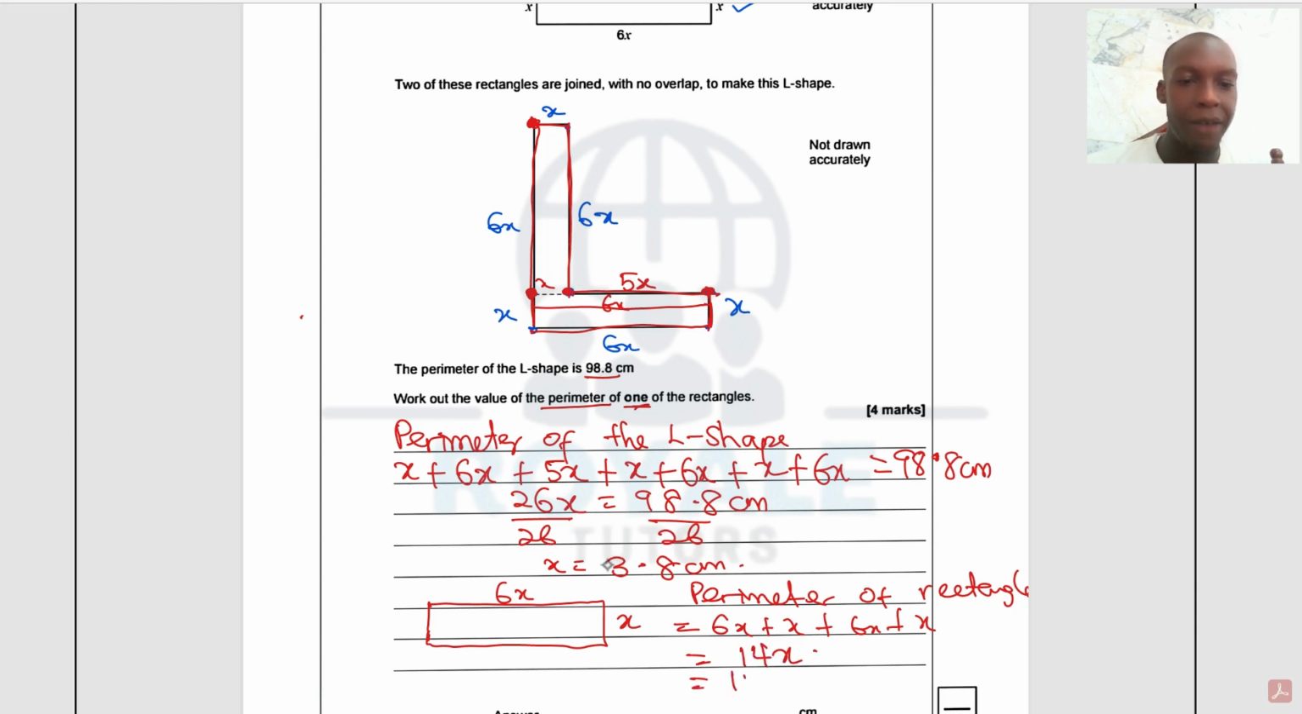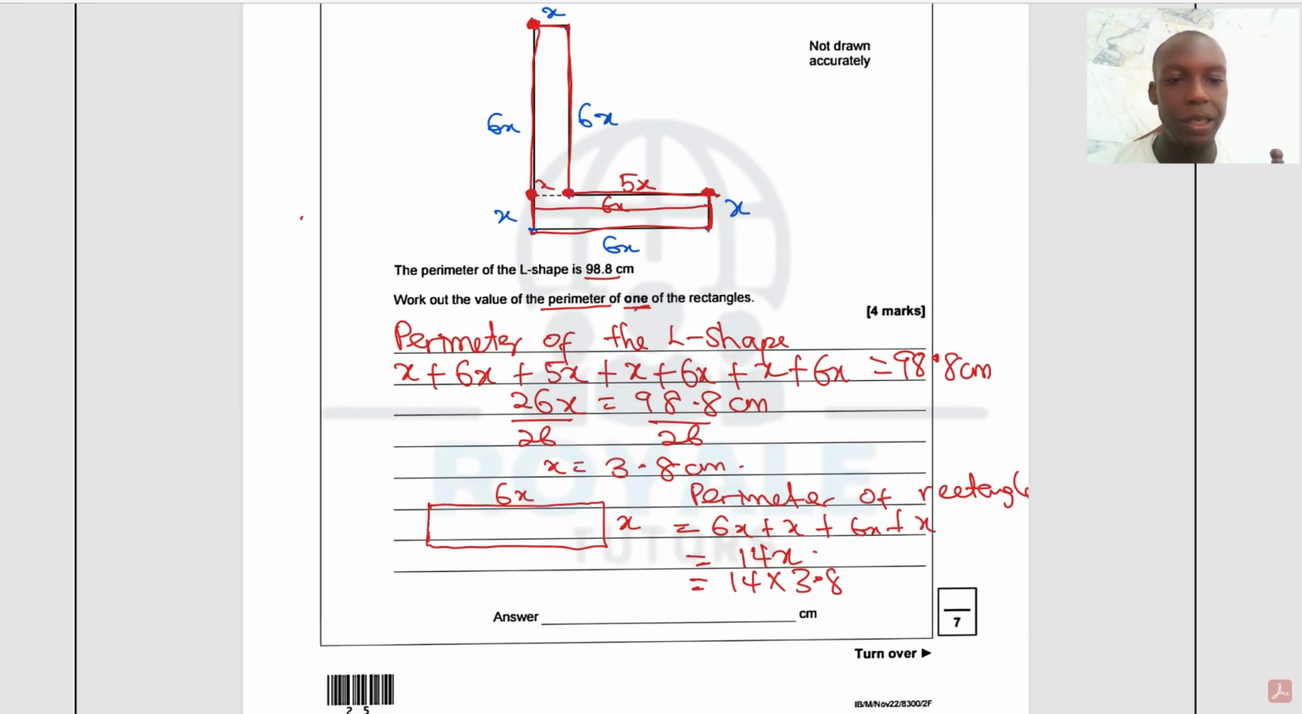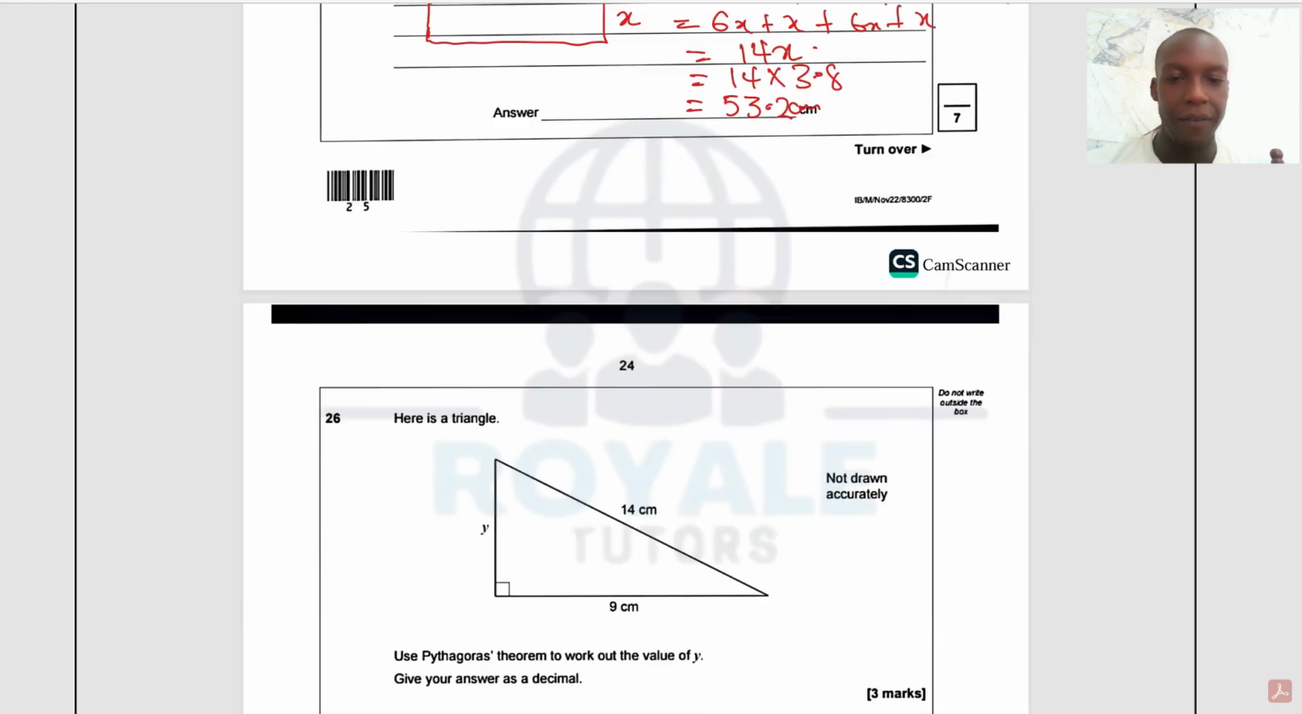But remember that we have found our x to be 3.8. So we're going to multiply 14 by 3.8. 14 times 3.8 is obviously going to give us 53.2 centimeters. So that's going to be the perimeter of one of the rectangles. I believe that is very clear. That's the perimeter of one of the rectangles. I can go over that again to make sure that it is very, very clear.